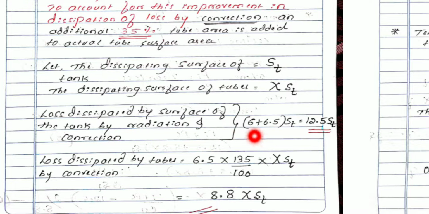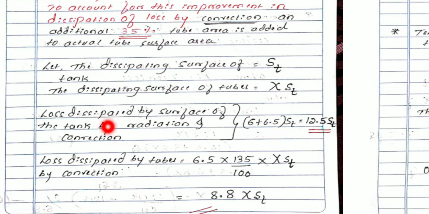So let me clarify here. I have taken it as 6 plus 6.5. The first thing is the loss dissipated. The amount of heat dissipated to the surrounding with the help of the radiation process will be 6%. That is the reason I have taken 6 here. Then what about the convection process? That will be 6.5%. Getting my point? So 6 means the loss dissipated by the surface of the tank through the radiation process is 6%, and through the convection process it is 6.5%.